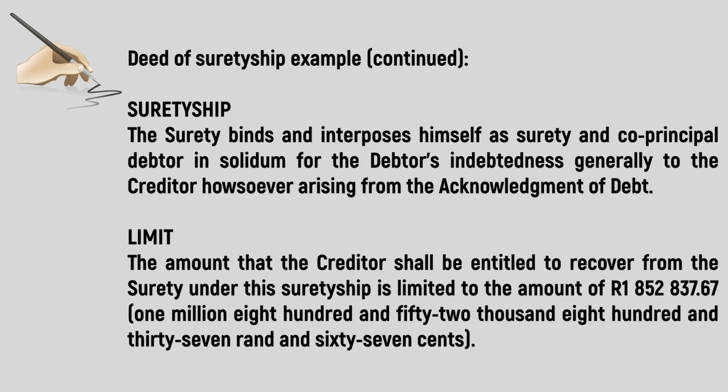Suretyship. The surety binds and interposes himself as surety and co-principal debtor in solidum for the debtor's indebtedness, generally to the creditor, howsoever arising from the acknowledgement of debt. Limit. The amount that the creditor shall be entitled to recover from the surety under the suretyship is limited to the amount of 1.852 million.